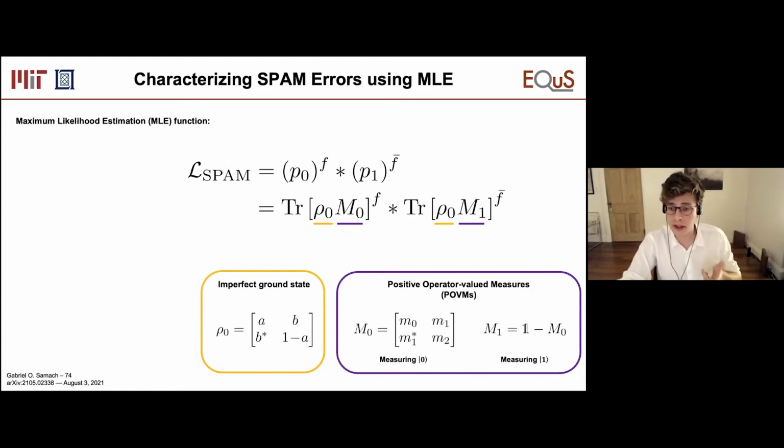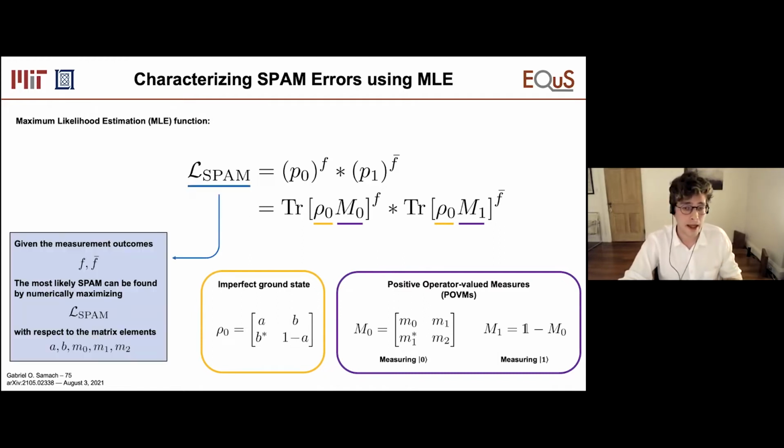These are the so-called POVMs, the positive operator valued measures, where M0 corresponds to measuring the 0 state, and M1 corresponds to measuring the 1 state. Having made this substitution, the logic is very much the same. Given the measurement outcomes f and f bar, the most likely span can be found by numerically maximizing this function with respect to the unknown matrix elements of these states and operators.